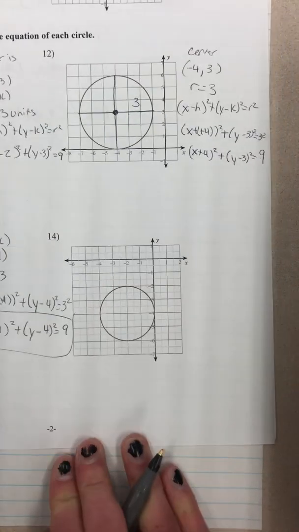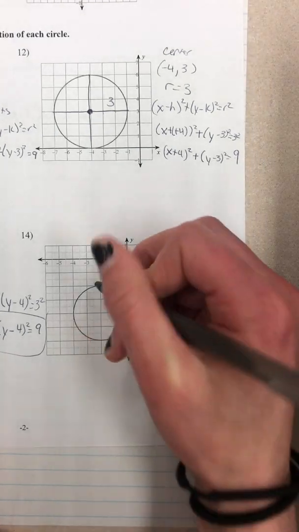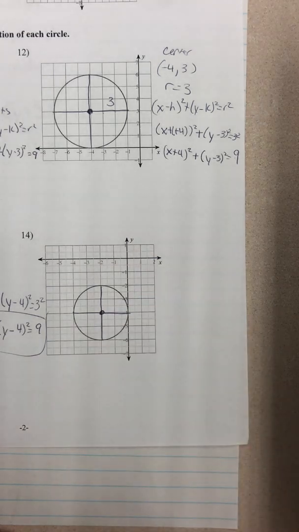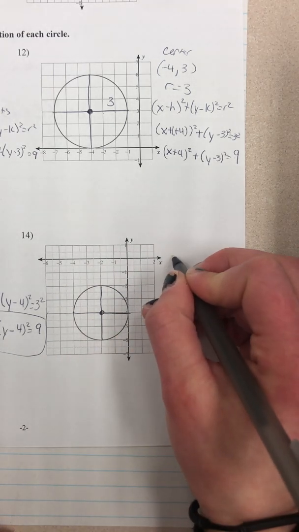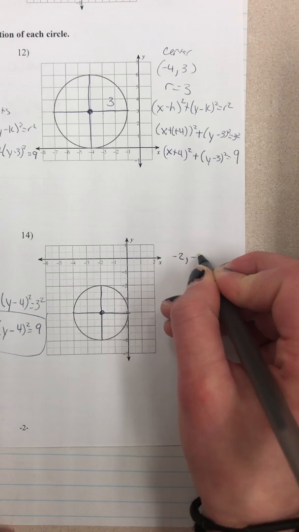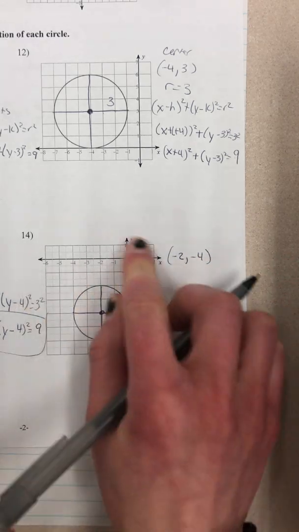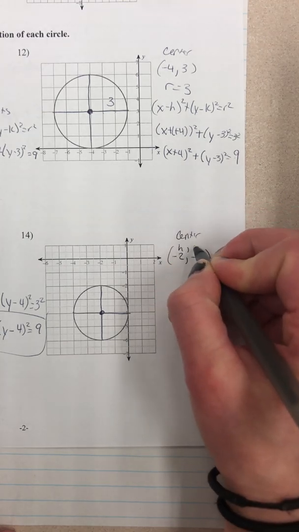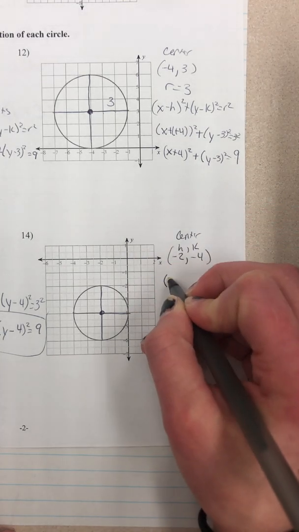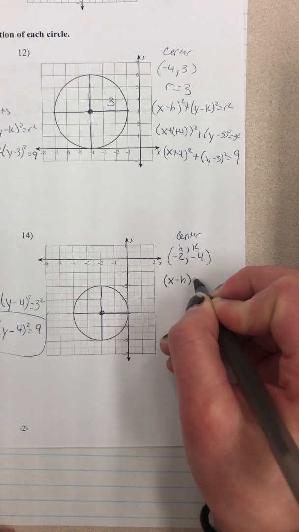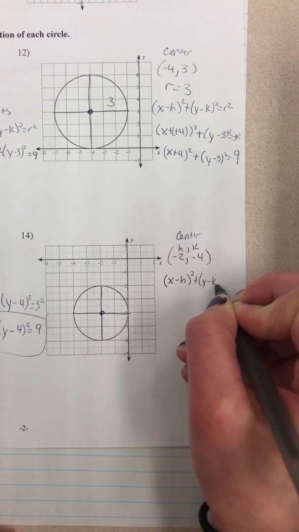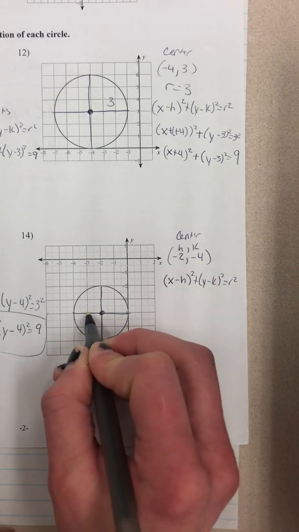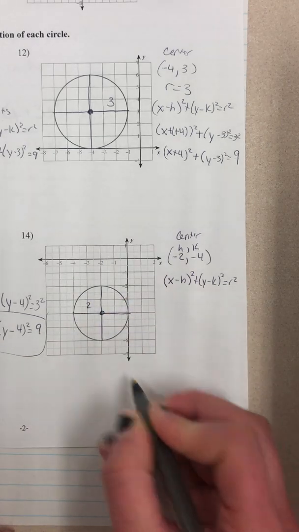And last but not least, our last question, we're going to start by finding our center. This is the center of my circle. It's at -2, -4. Remember, always do the x value, then the y value. That is my center. This is my h, and this is my k. That gives me x minus h squared plus y minus k squared equals r squared. We need to figure out the r. 1, 2, it's 2 units is the radius.